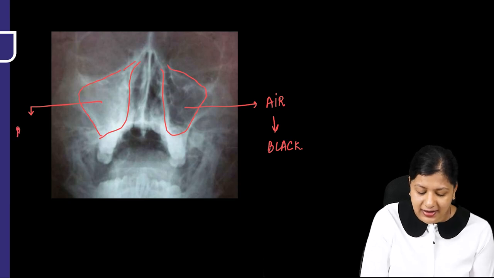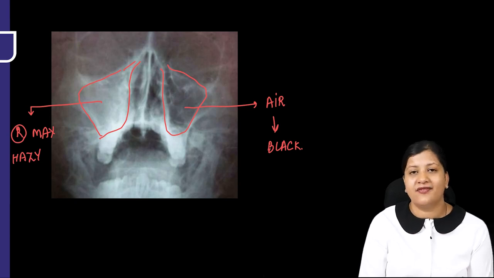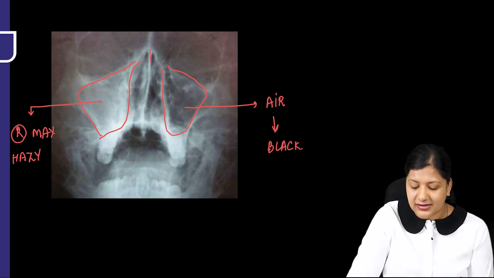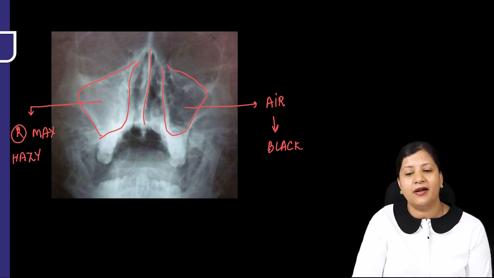So here we see that the right maxillary sinus is hazy. So what will your diagnosis be? It is going to be sinusitis. But let's have a look at other structures around it as well. So do you see the nasal septum here? Yes, it's partially deviated, not completely, but it's fine. There is a deviated nasal septum.